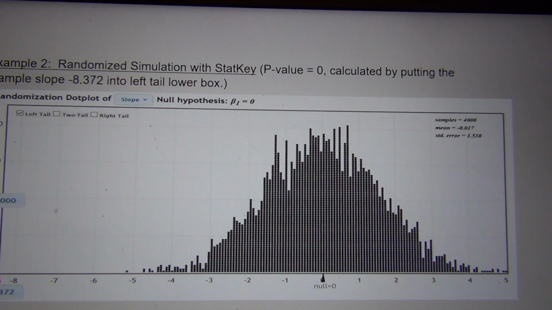One thing to keep in mind, if you are going to calculate the t-test statistic, which is the sample slope minus 0 divided by the standard error, take a look right here. This graph shows you the approximate standard error, about 1.538. If you wanted to do a quick calculation of the t-test statistic, you could, but you'd want to use the standard error based on the slope. So this one right here says 1.538.